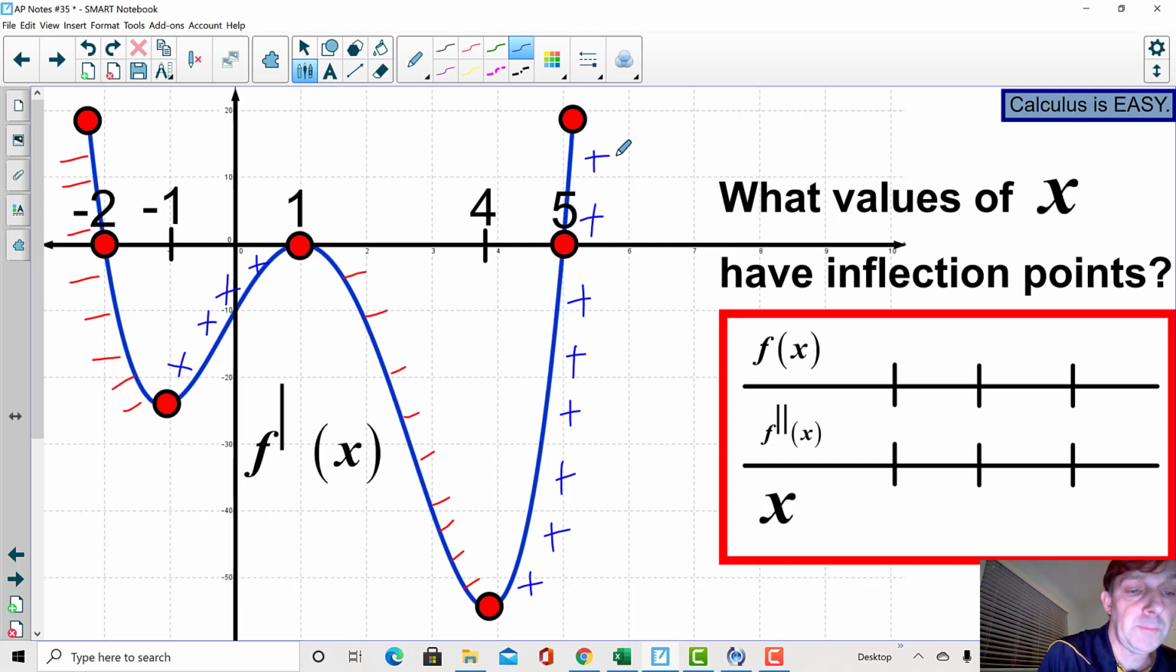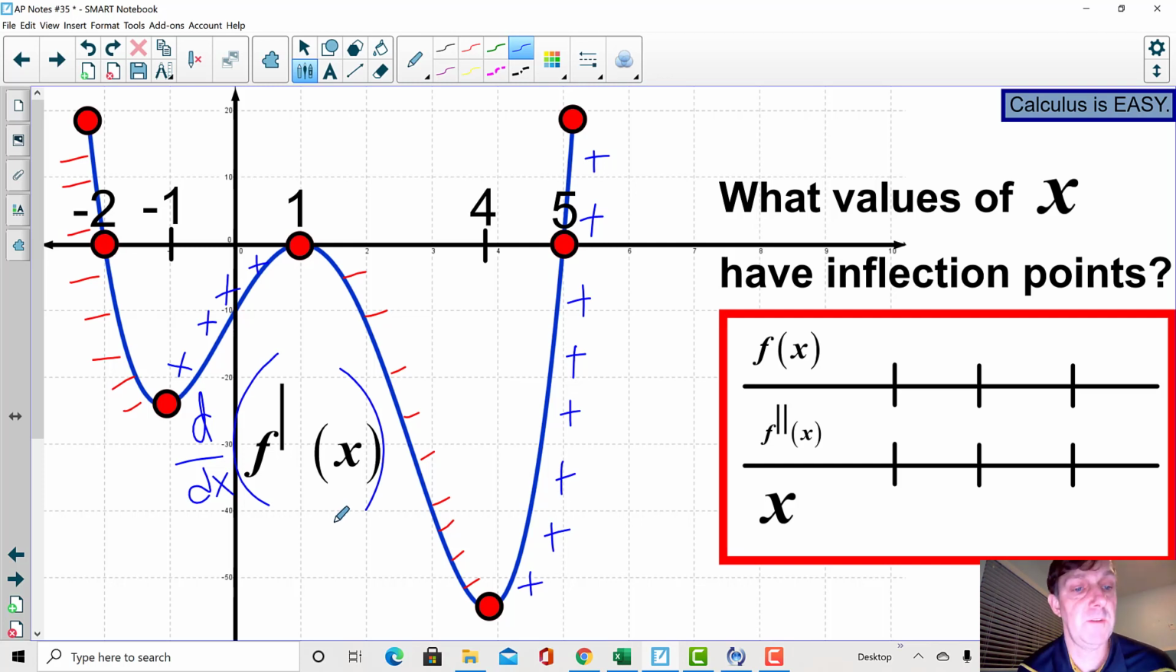So those pluses and minuses are the slope of this graph. And remember, the slope of this graph is the same thing as the derivative of this graph. So those little pluses and minuses are the derivative of f prime, and so those little pluses and minuses are the same thing as f double prime. So that means f double prime is negative until you get to -1. And then f double prime is positive until you get to +1. And then f double prime is negative until you get to 4. And then f double prime is positive afterwards.